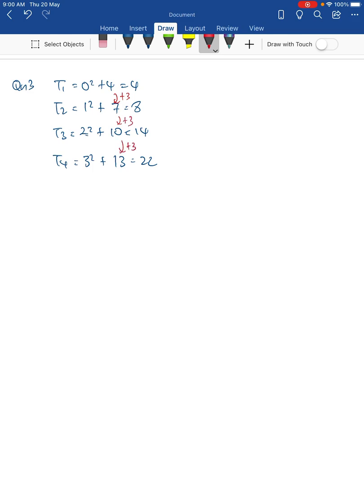So T1 equals 0 plus 4 equals 4. T2 equals 1 square plus 7 equals 8. And T3, 2 square plus 10. And T4 is 3 square plus 13 equals 22. So you can see very clearly there's a pattern for each part. So over here, the second part is plus 3, plus 3, plus 3. I hope you see this pattern.